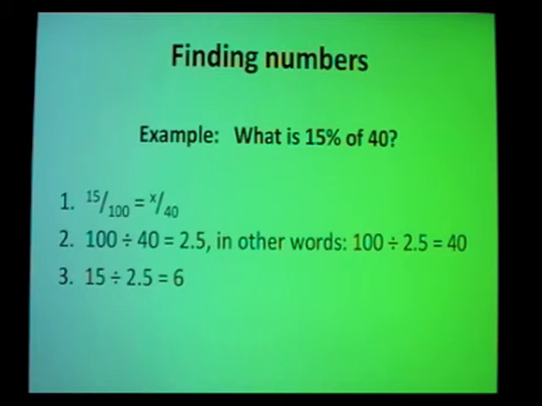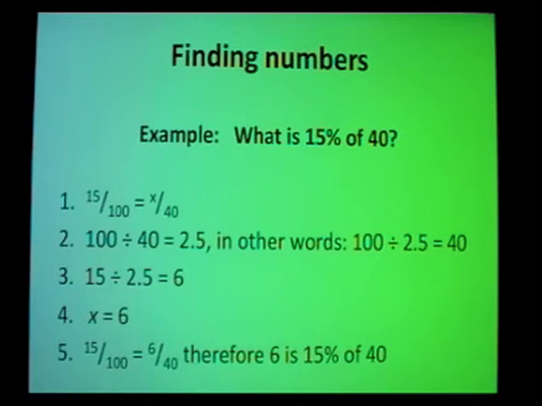So you do 15 divided by 2.5 equals 6. 6 is now the same as x again. So your answer is 15 over 100 equals 6 over 40. So then 6 is 15% of 40.